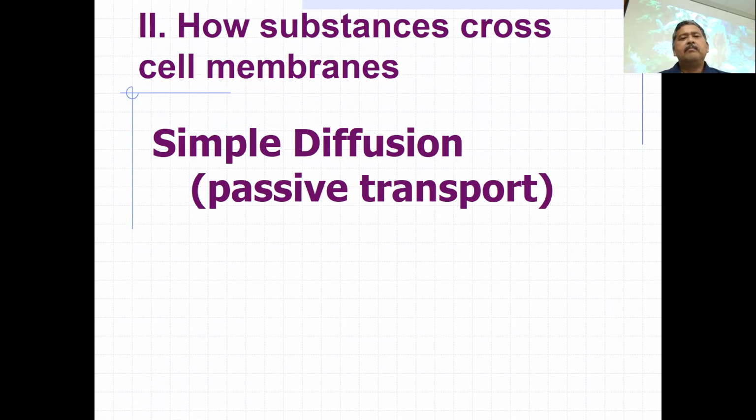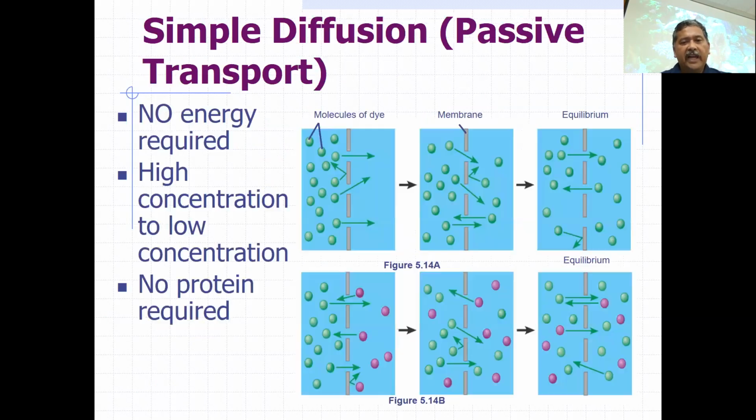Now, probably one of the most important topics in this talk is the difference between simple diffusion, facilitated transport, and active transport. So for each of these processes, we're going to need you to know whether it requires energy, whether it requires a protein, and which way the gradient goes. Is it from high to low, or does it go from low to high? So for simple diffusion, we see those 3 points right there.